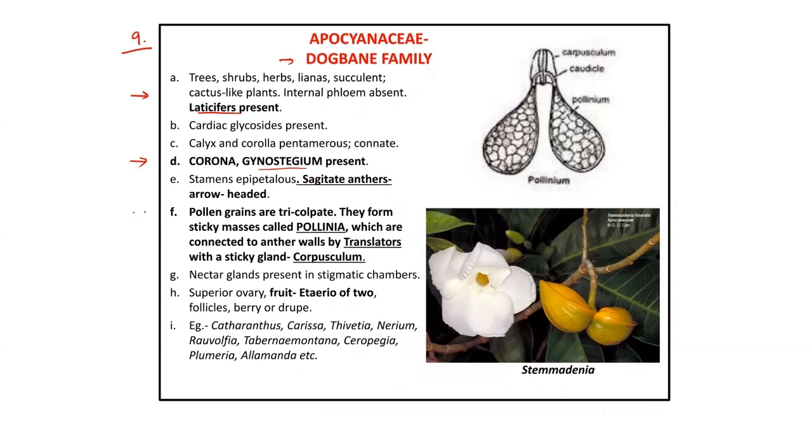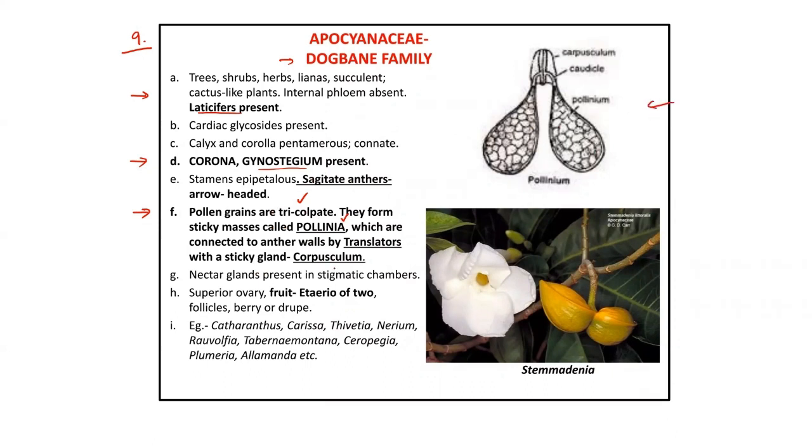Then the point about the pollen grain is so important, that the pollen grains are tricolpate. This is very important. Then they form a sticky mass which is called pollinia. Sometimes they ask in which of the following you'll find pollinia. Pollinia is found in Apocynaceae family. So this is an identification feature. And pollinium diagram you can see over here.